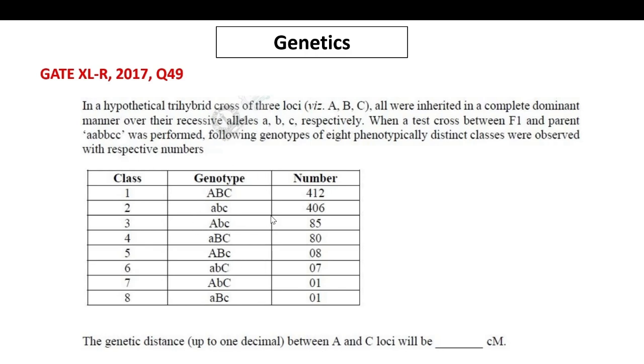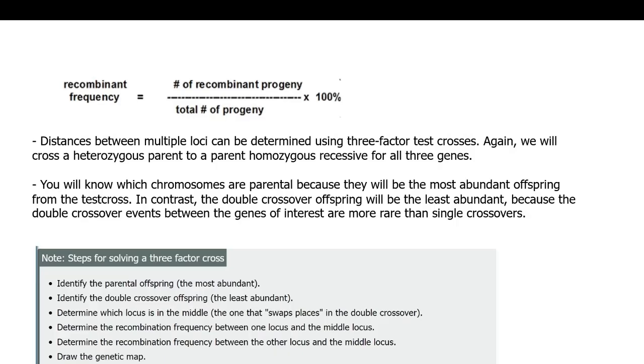If you cross a heterozygous parent to a parent homozygous recessive for all three genes, then you will come across these three factor test crosses, which is very important for calculating the distance between the genes in the chromosome using the recombinant frequency, and this is known as the three factor test cross.